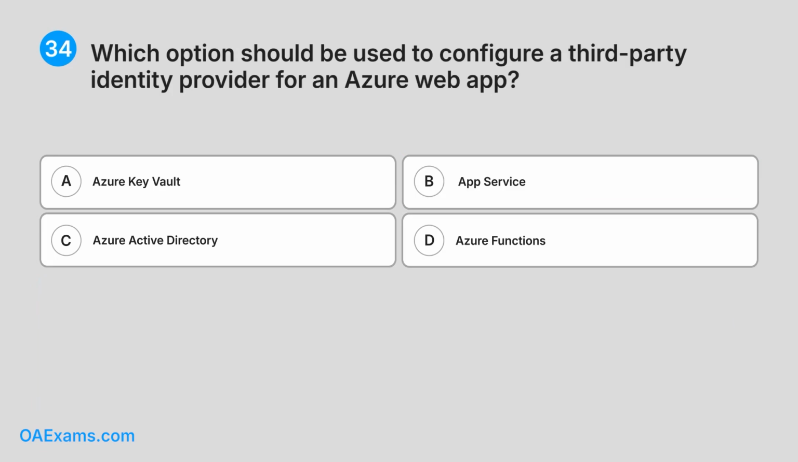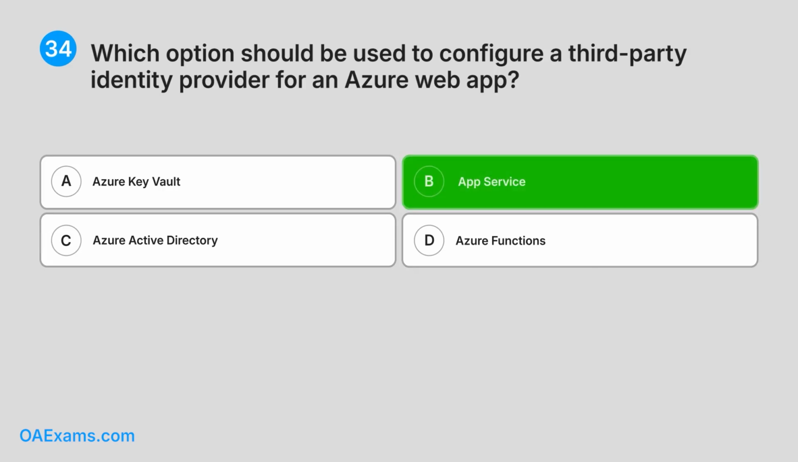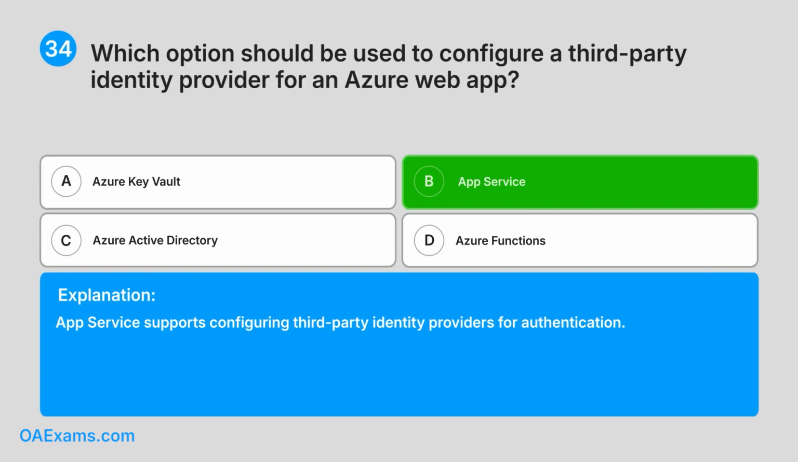34. Which option should be used to configure a third-party identity provider for an Azure web app? A. Azure Key Vault. B. App Service. C. Azure Active Directory. D. Azure Functions. Do you know the answer? Correct answer: B. App Service. Explanation: App Service supports configuring third-party identity providers for authentication.